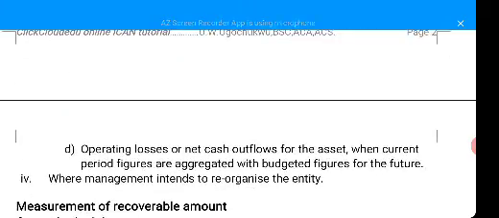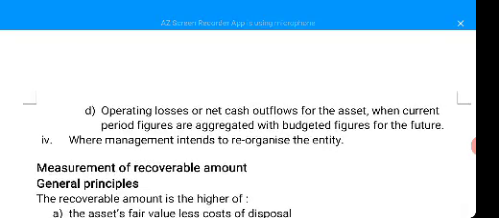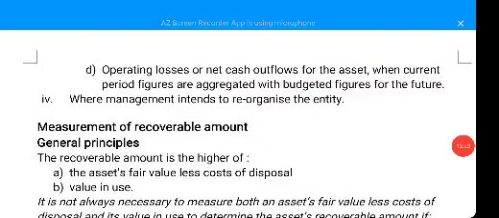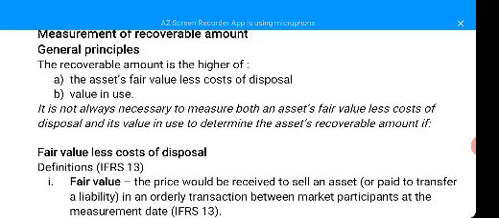Let's look at the measurement of recoverable amount. So how do you measure recoverable amount? The general principle is that recoverable amount is the higher of the asset's fair value less cost of disposal and its value in use. So you must be able to determine fair value less cost of disposal and value in use. It is not always necessary to measure both an asset's fair value less cost of disposal and its value in use to determine the asset's recoverable amount.